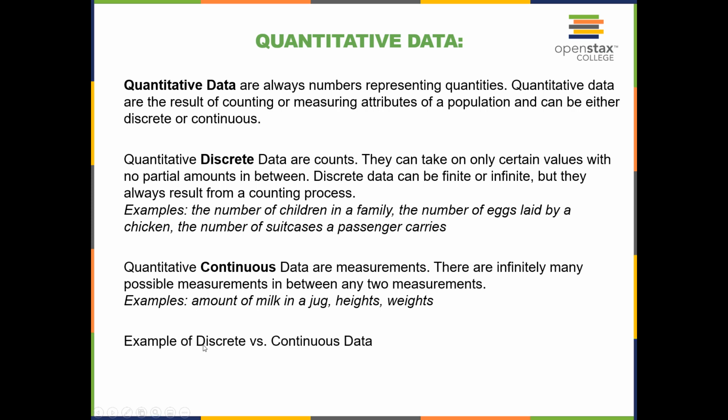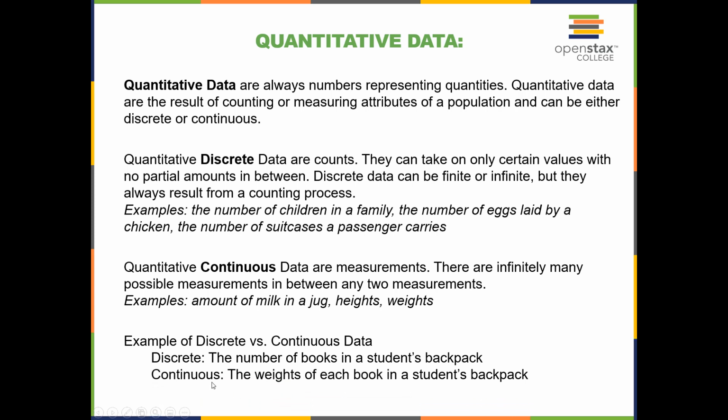Here's a good example where we see the difference between discrete versus continuous data or variables. If I think of a backpack full of books, we can have a continuous variable or a discrete variable related to those books in the backpack. A discrete variable would be the number of books in a student's backpack. And so the data would be the answers you could receive from each student, 0 books, 1 book, 2 books, 3 books, and so on. A continuous variable example is the weights of each book in a student's backpack.